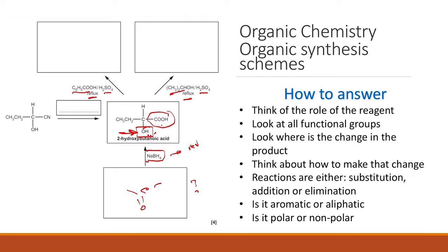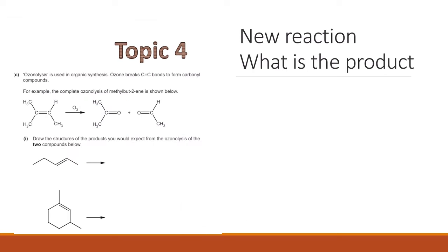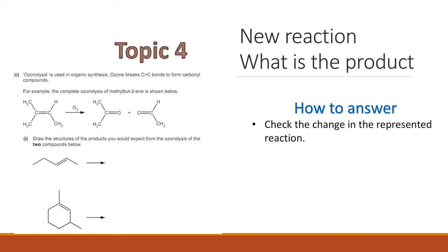Finally, this step here, you have a cyano group, which has changed into a carboxylic acid group. To change the cyano into carboxylic, you just need to add water. So just addition of water will make that change. And in the exam, there are going to be new reactions you have never seen before, and they are going to ask you what would be the product for another reactant. So how to answer this?